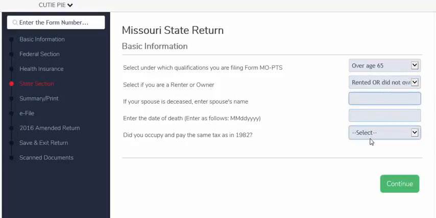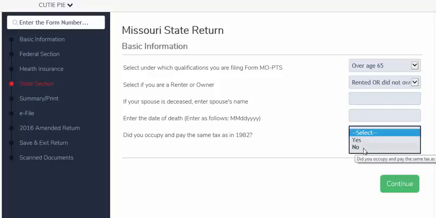Date of death. Did you occupy and pay the same taxes in 1982? I don't think they mean as in 1982. I think they really mean as in the prior year, but we will select no, because whether it was the prior year or 1982, they didn't occupy and pay that same tax.